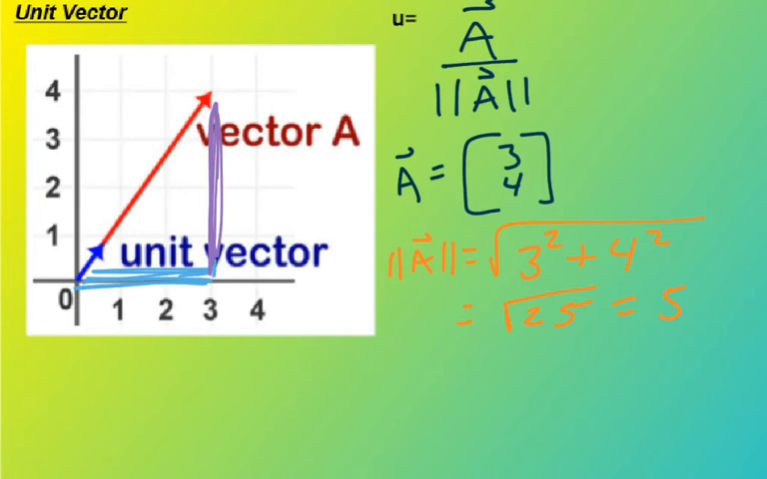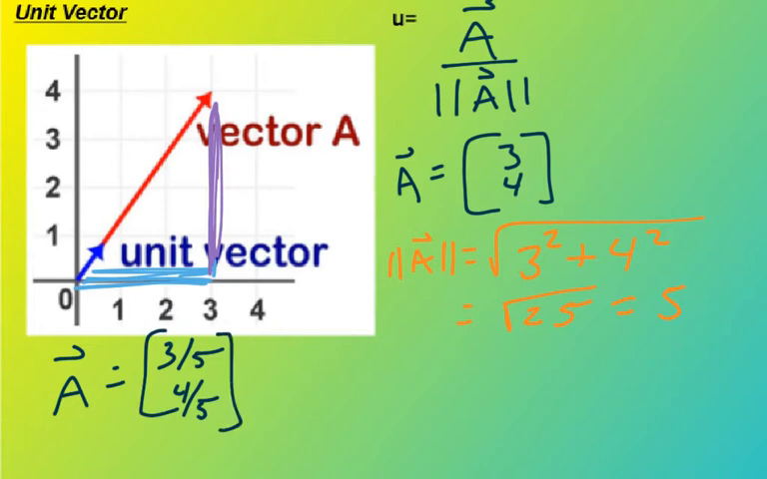So if you take the vector 3, 4, and we divide by 5, then we would have 3/5, right? And we would have 4/5. And that vector, maybe I should have circled it in blue, is the little blue vector right here. And you can see that it's moving 3/5 to the right and 4/5 up.